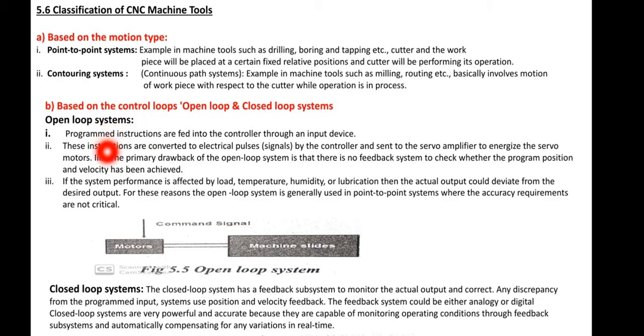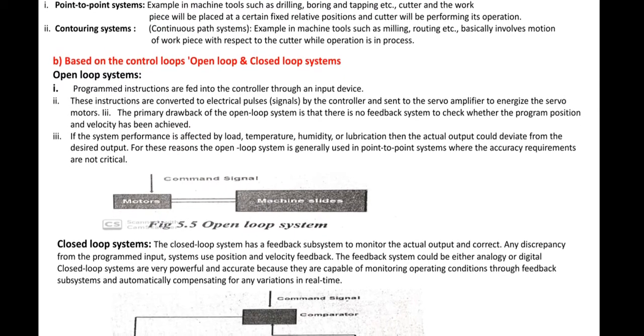In open loop, you know that programmed instructions are fed into the controller through an input device. These instructions are converted to electrical pulse signals by the controller and sent to the servo amplifier to energize the servo motors. The primary drawback of the open loop system is that we don't get the feedback. There is no feedback system to check whether the programmed position and velocity has been achieved or not. You see here, this is the open loop system.